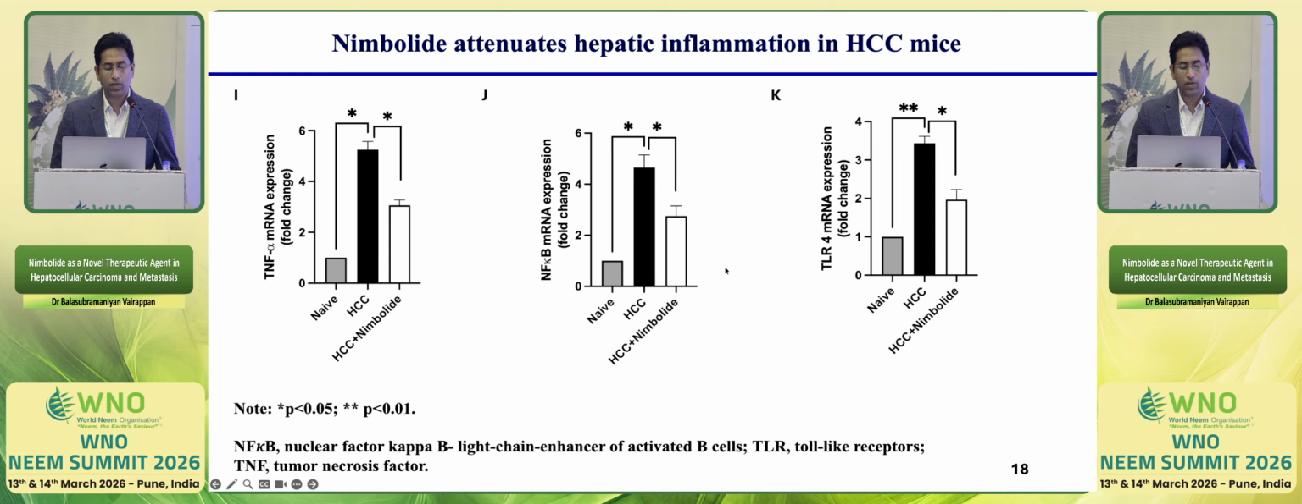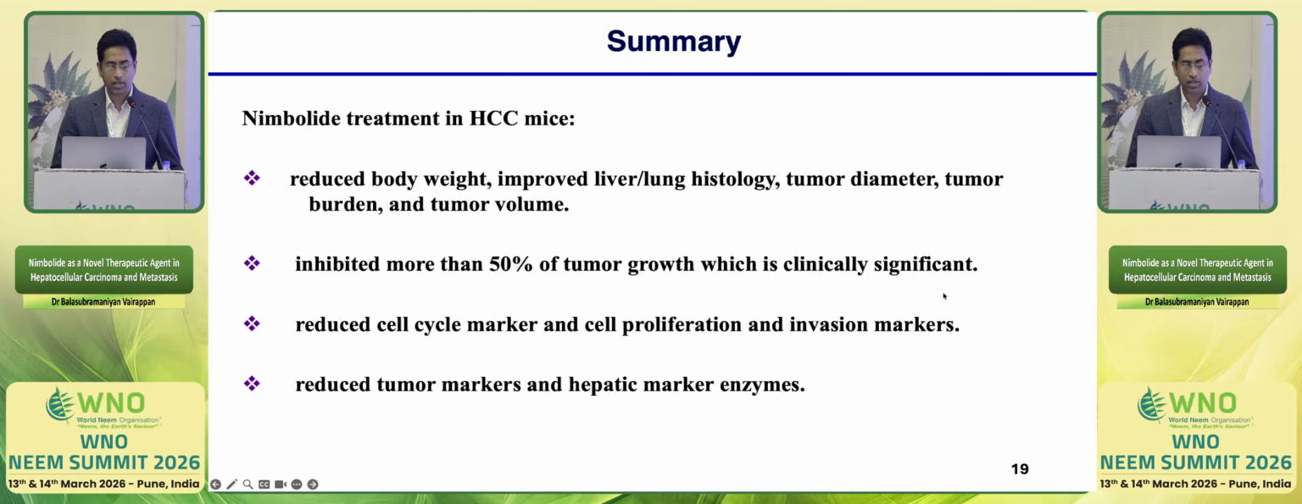Furthermore, nimbolide also attenuated hepatic inflammation, and we chose the key inflammatory signaling pathway, the NF-kappa B TLR4 mediated pathway. You can see that the pro-inflammatory cytokine, NF-kappa B and TLR4 increased in HCC mice were downregulated by nimbolide.